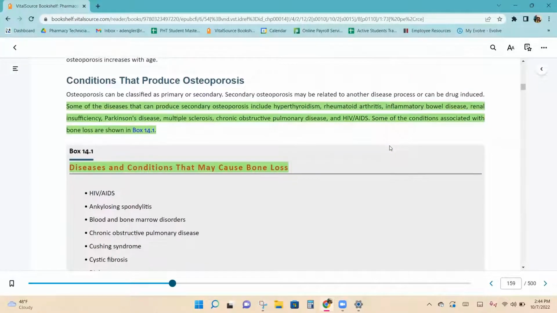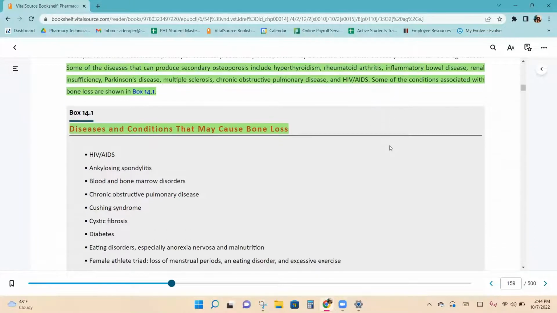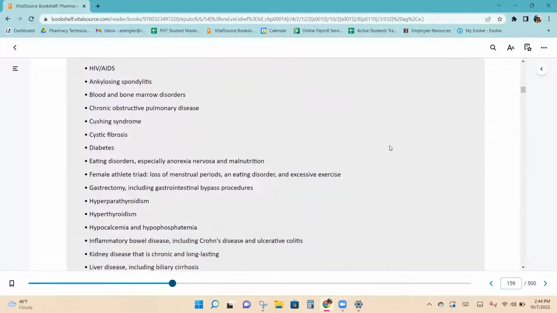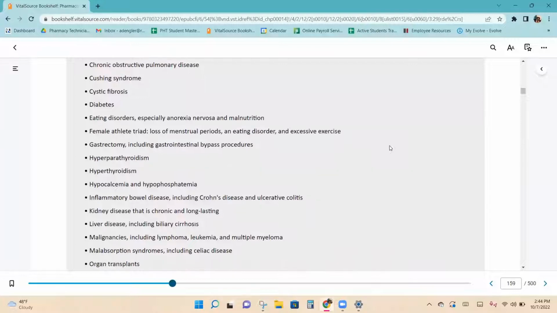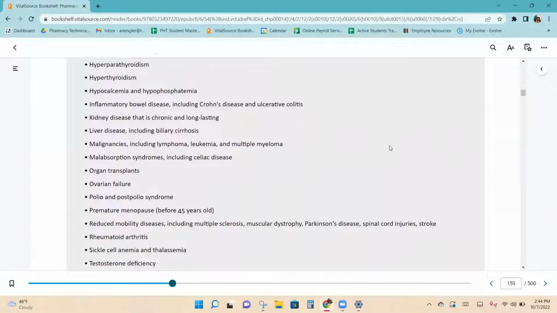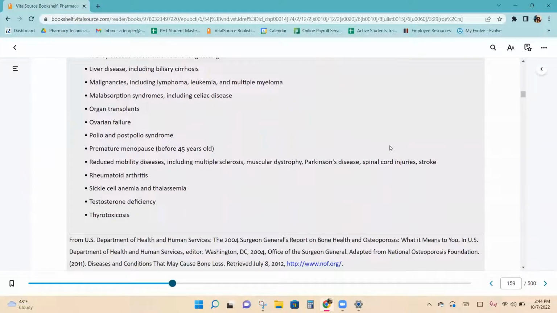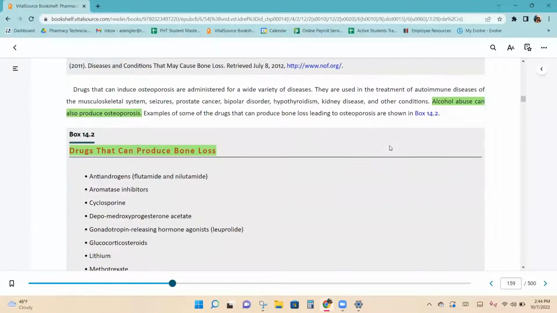Some of the diseases that can produce secondary osteoporosis include hyperthyroidism, rheumatoid arthritis, inflammatory bowel disease, renal insufficiency, Parkinson's, multiple sclerosis, COPD, HIV, and AIDS. And again, eating disorders, cystic fibrosis, polio, post-polio, organ transplants. So there's a lot of different things.